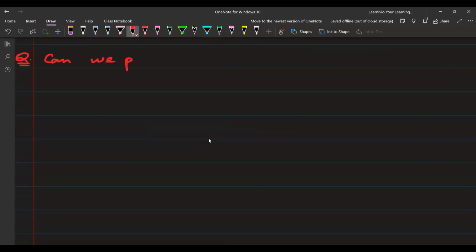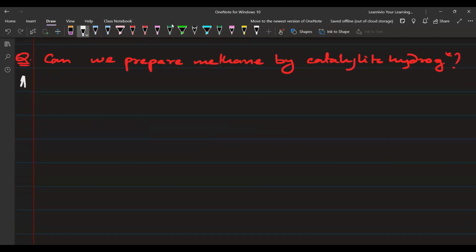Can we prepare methane by catalytic hydrogenation? So the simple answer is no. Why? Because we have CH4, right? And catalytic hydrogenation needs an alkene. So in catalytic hydrogenation you need at least 2 carbon atoms. Make sense? Yes or no?